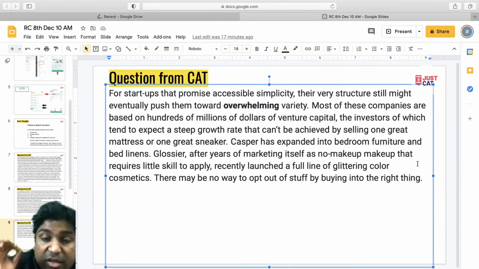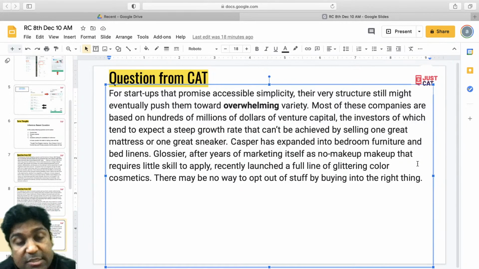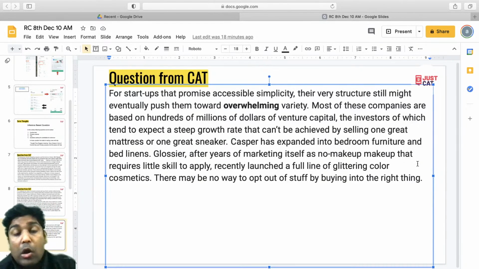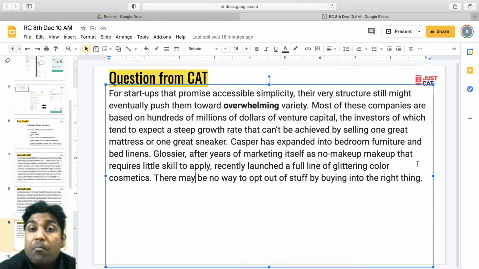In this paragraph, they are trying to say that even the companies which initially began as an alternative to those companies which present a lot of choices, even those companies might end up giving too many choices to people, might end up entering into too many segments basically.